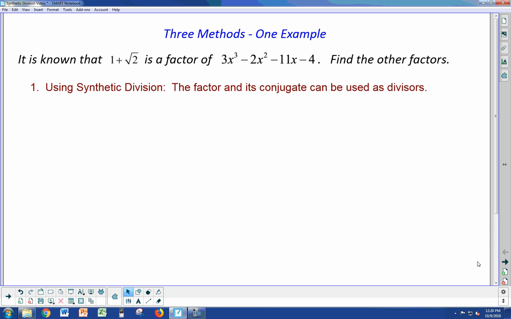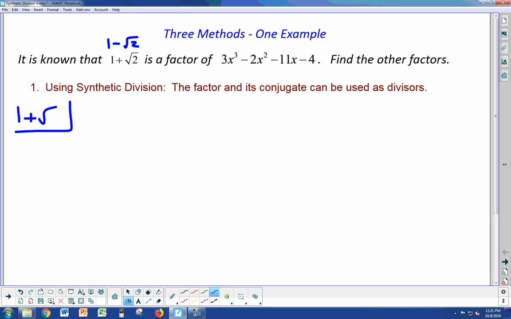Hey everybody, welcome back. Just want to work through an example here that shows different ways to work a problem like this. It's known, of course, that if 1 plus root 2 is a factor of that polynomial, then its conjugate 1 minus radical 2 is also going to be a factor by the quadratic formula. We're going to start with synthetic division. This is going to take a bit, but it's okay.